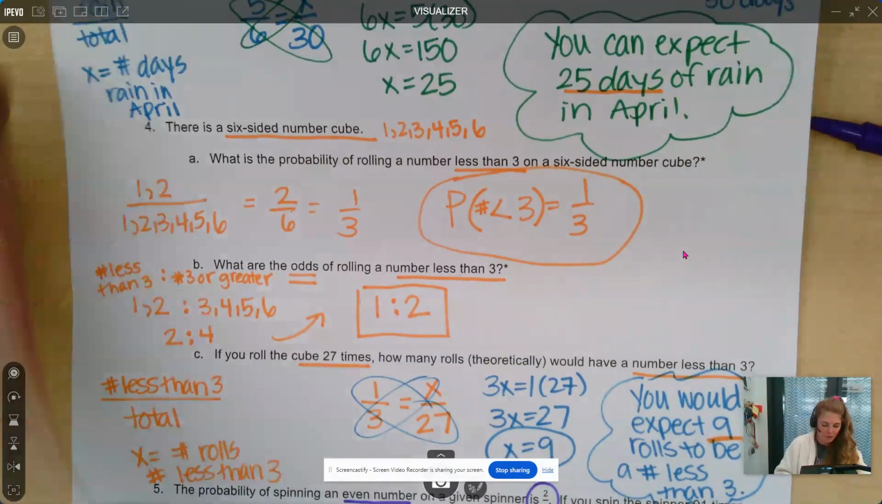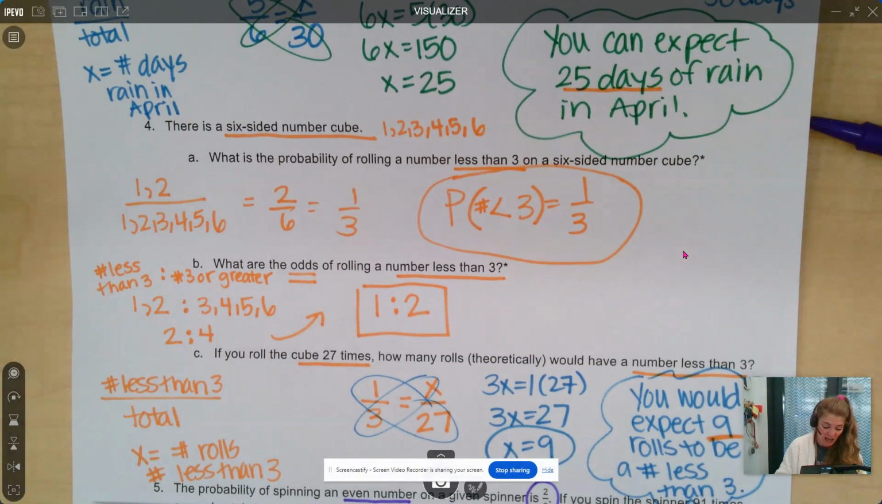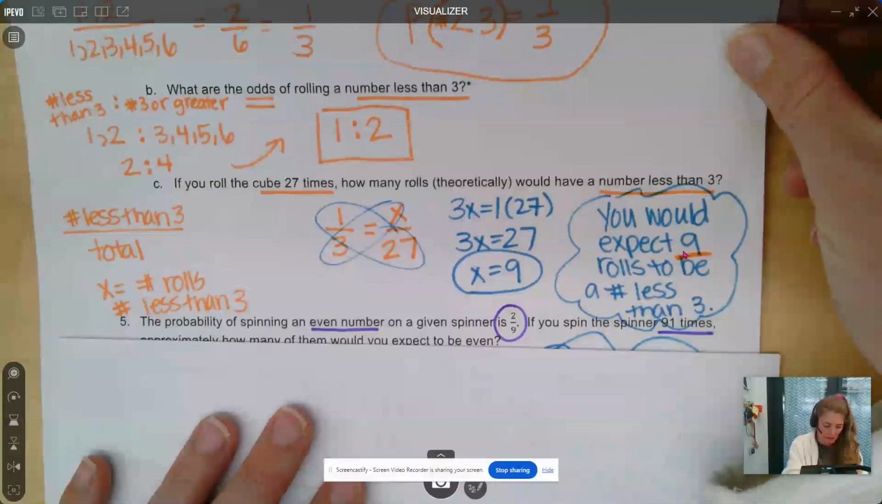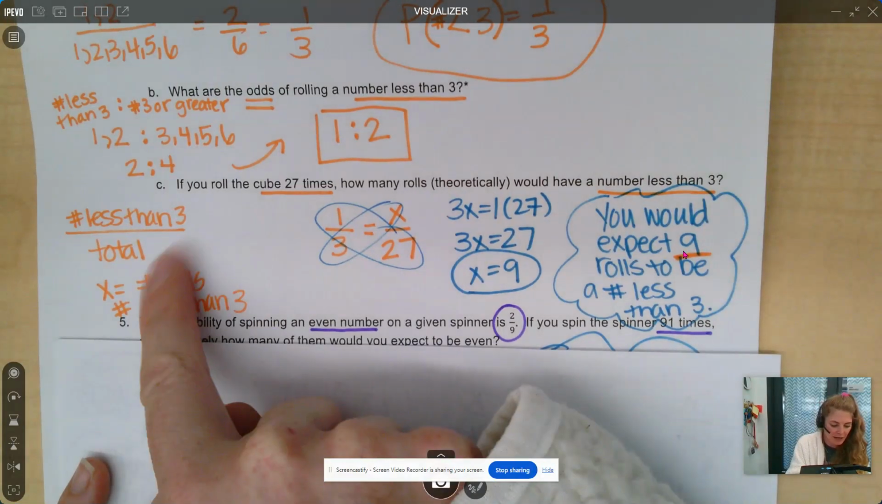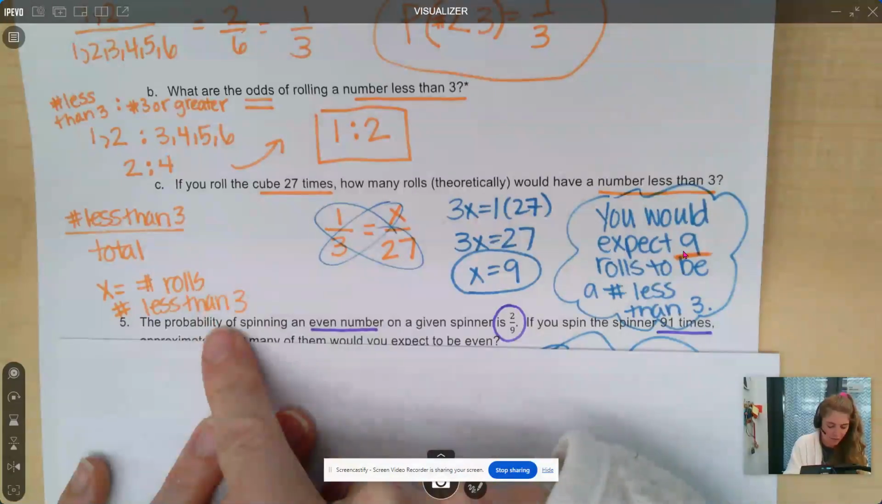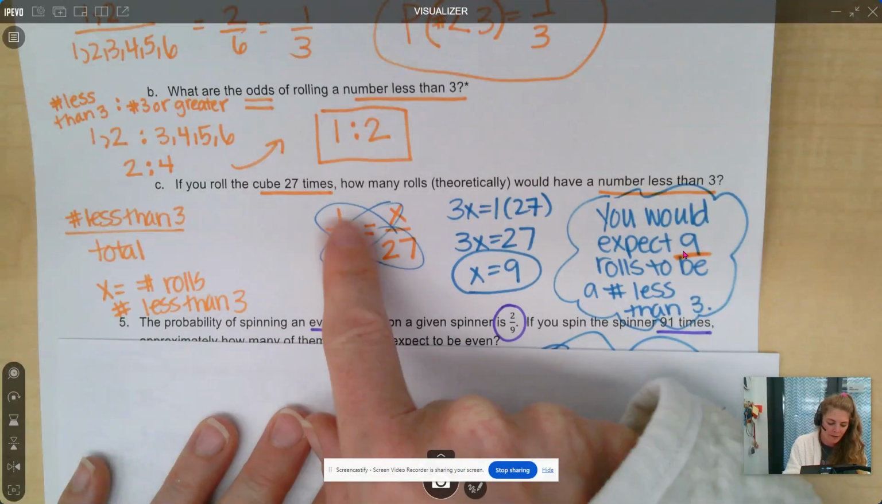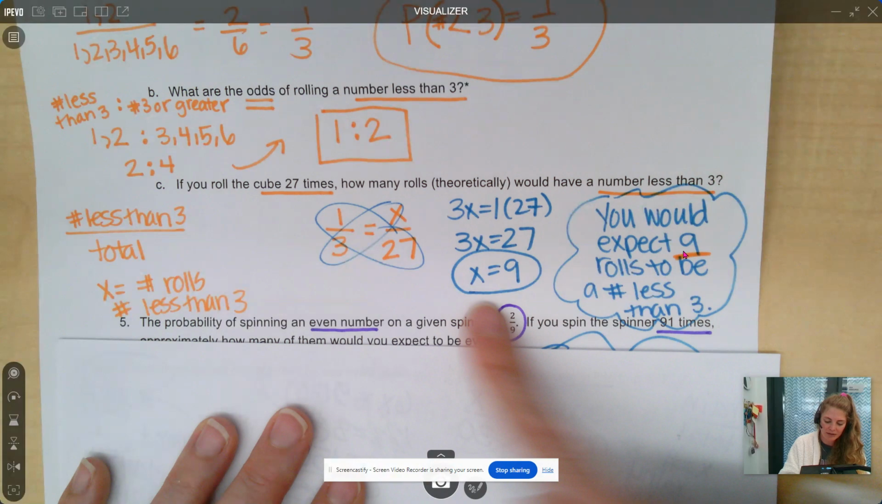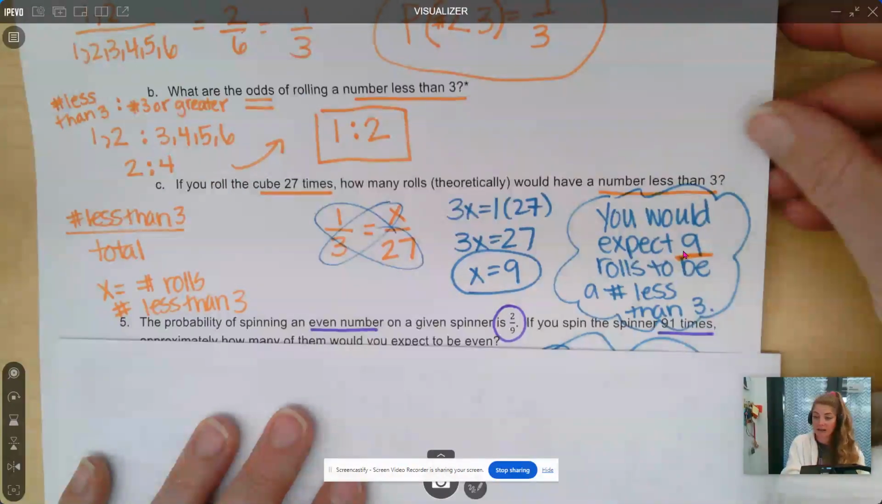Part C said if you roll the cube 27 times, how many rolls theoretically would you have a number less than 3? So number less than 3 add a total. X is the number of rolls that you got a number less than 3. Make sure you defined your variable. So 1 to 3 is x over 27. Solve to get x equals 9. So you would expect 9 rolls to be a number less than 3.